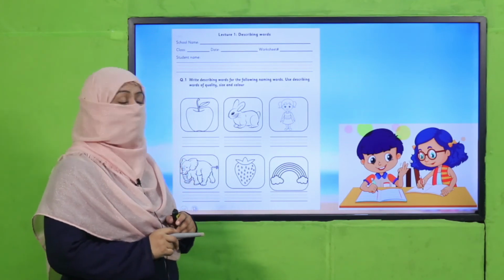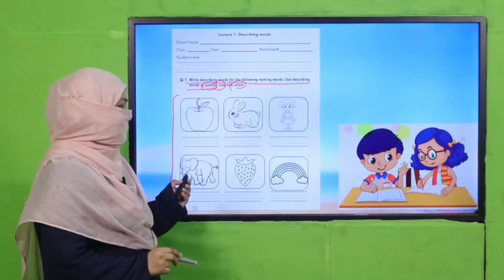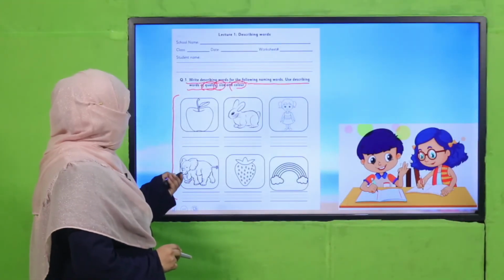And my dear children, what you are going to do, you will write describing words for the following naming words and use describing words of quality, size, and color, and you will also color these pictures. Okay, this is how you will complete this worksheet.